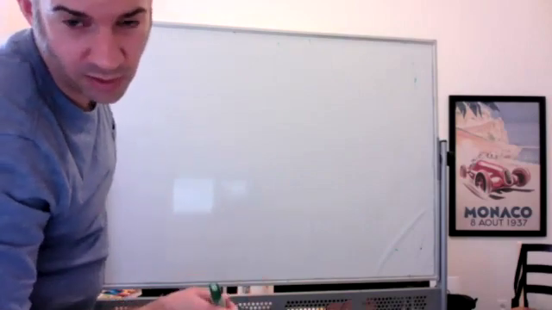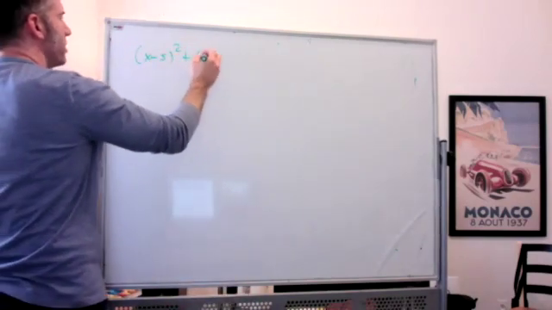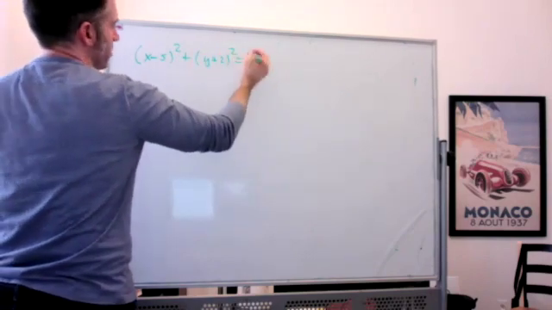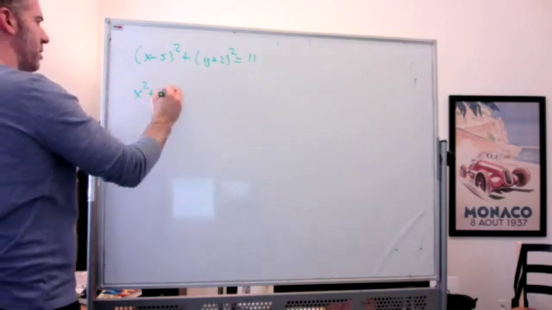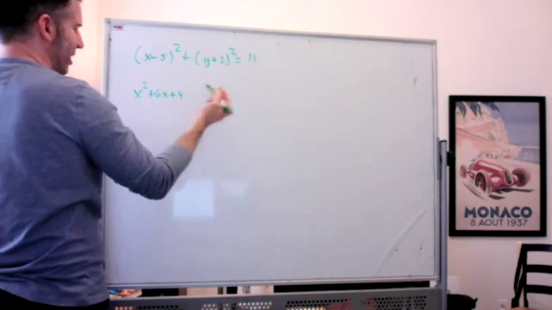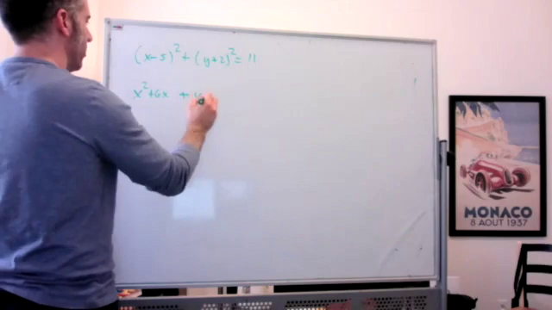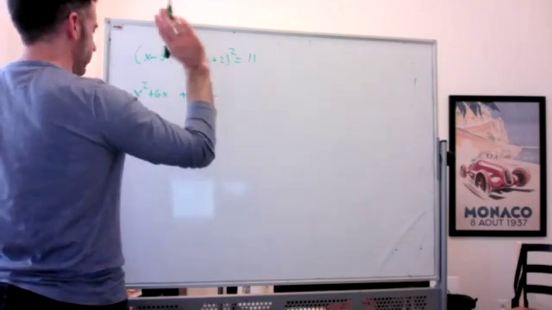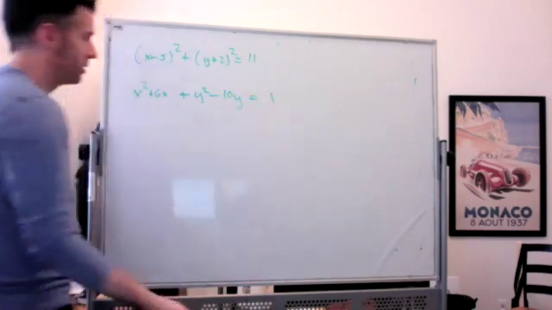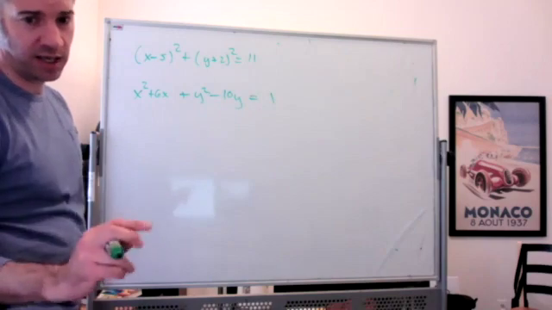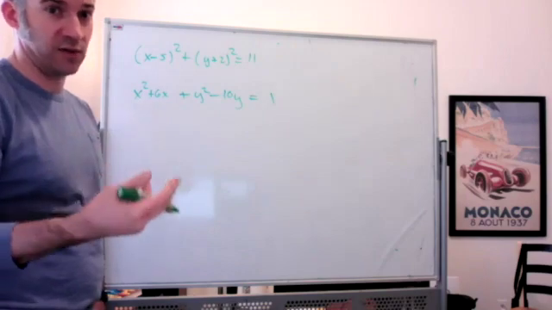Okay, I'll just make something up. So let's say we have these two circles: (x - 5)^2 + (y + 2)^2 = 11, and another circle, x^2 + 6x + y^2 - 10y = 1. So those are two circles, and just like Paula said, I want to find the equation of the line that goes through the centers of the circles.